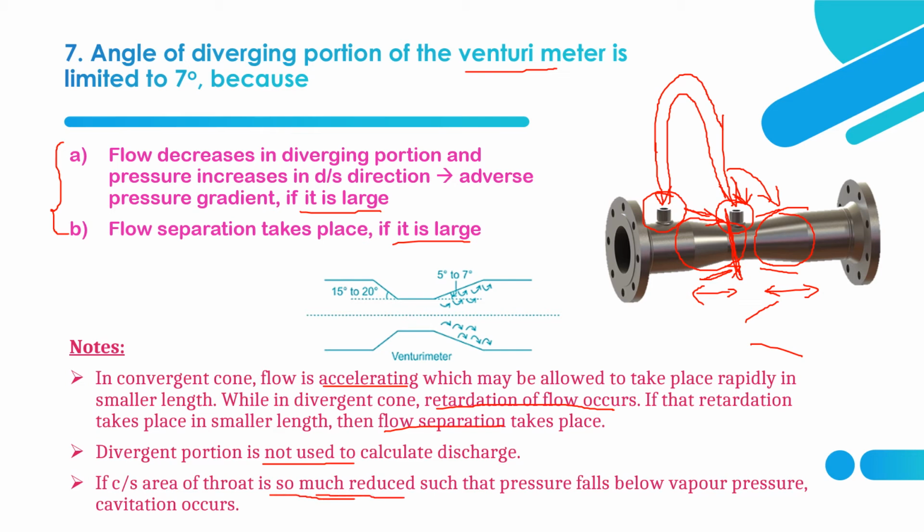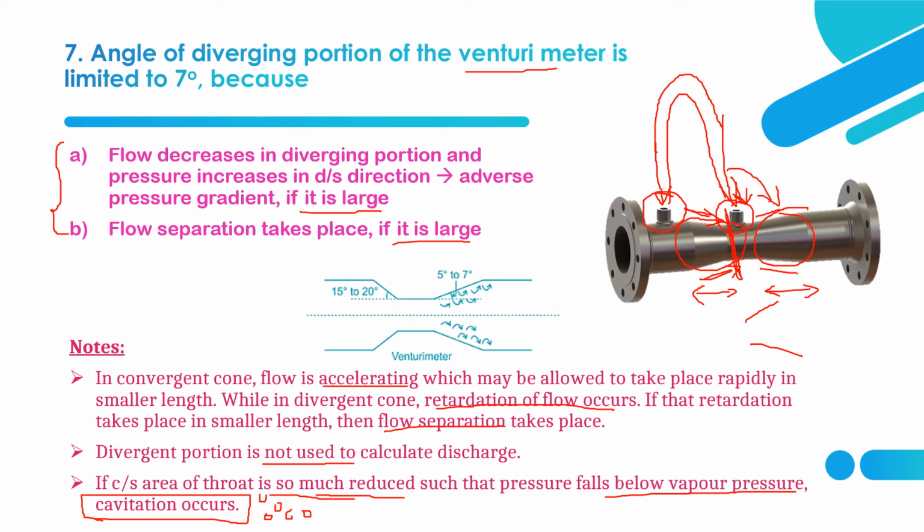If the cross-sectional area of the throat is so much reduced such that the pressure of the flowing fluid falls below vapor pressure, then what happens? Cavitation. That is nothing but it is related to bubble formation. So this is the cavitation because of pressure falling below the vapor pressure of the flowing fluid. So these are some criteria behind the convergent cone and divergent cone in Venturimeter.